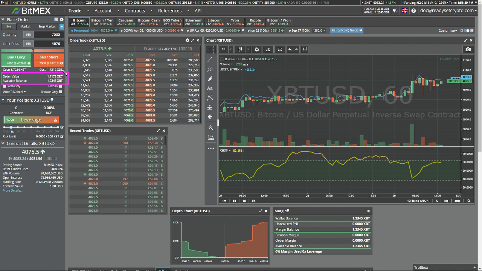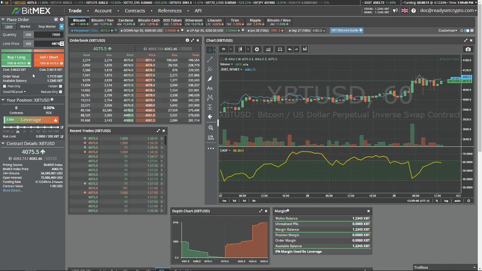What do I do? Can you guys see that? The available balance is 1.2345 XBT, but my order value is much bigger than that. It's almost 50% larger than that. So what I can do is I can go to the dark side here. I can go into leverage and watch what happens if I go and look at the cost. If I go up to 2x leverage, all of a sudden, hey, I can afford that position now.